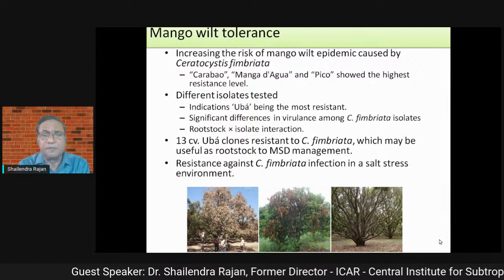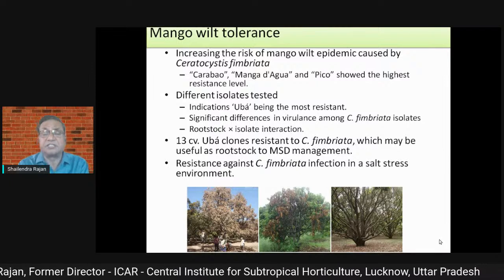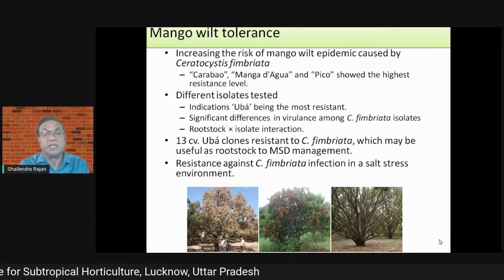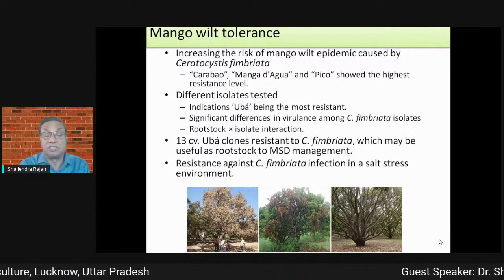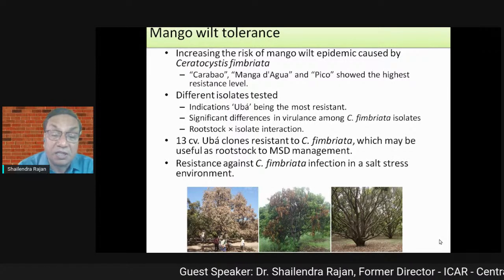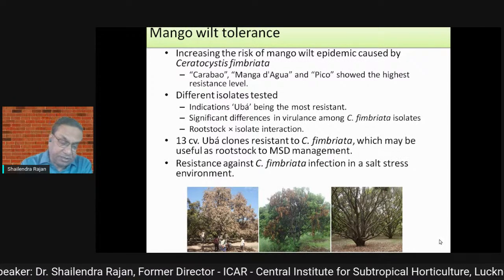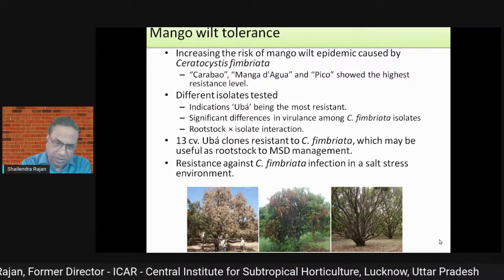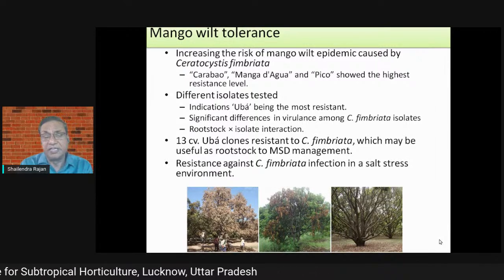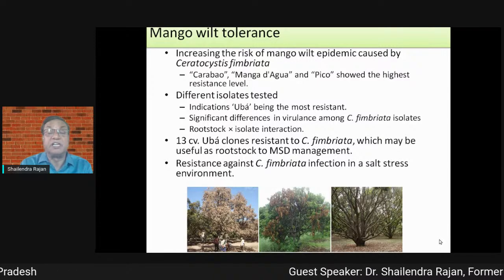But it has been found that some of the clones can show resistance to this deadly wilting organism, and the resistance has to be worked out. So this is one of the flagged areas which will particularly require the search for tolerance. Different types of soils are to be worked out for this resistance and tolerance, and it has to be done as a priority. It will be the priority area, otherwise the mango industry will be badly affected.